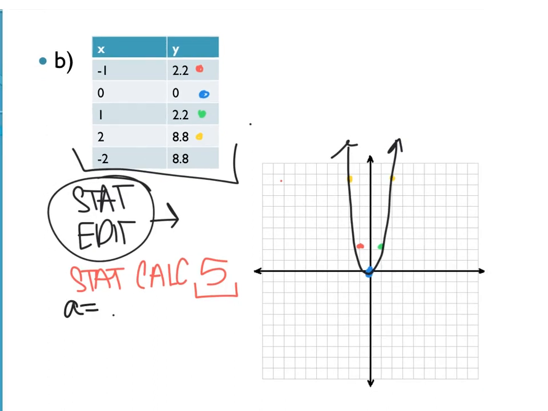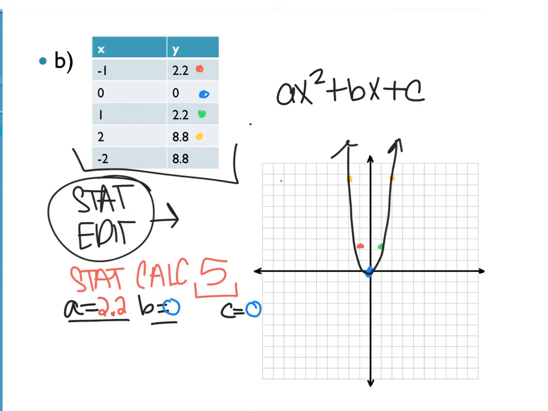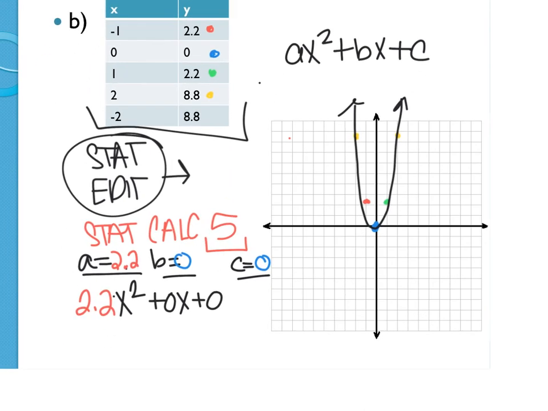I think you should get an A, 2.2. And then the B is like 0. And then the C is also 0. Okay? Even your calculator's nice about it, and it tells you you're supposed to be using ax squared plus bx plus what? C. So all you have to do is put these numbers where they belong. So we would put 2.2 what? X squared. And if this is 0x plus 0, what does that actually look like? You don't put that. Just 2.2x squared.